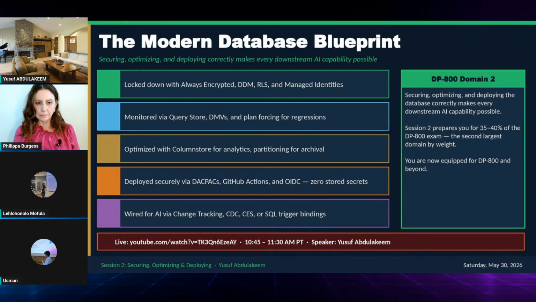DP-800 is locked down with Always Encrypted, DDM, RLS, and managed identities. Then it is monitored via Query Store, DMVs, and plan forcing for regressions. It's also optimized with columnstore for analytics and partitioning for archival. It is also deployed securely via DACPACs, GitHub Actions, and OIDC for zero stored secrets. And it is wired for AI via change tracking, CDC, CES, or SQL trigger binding.